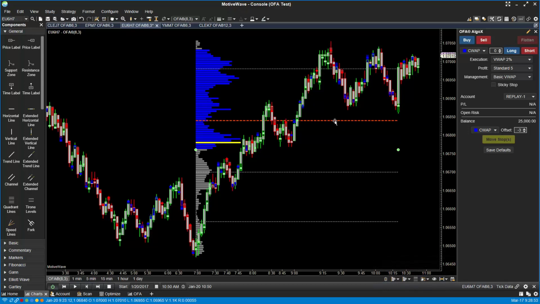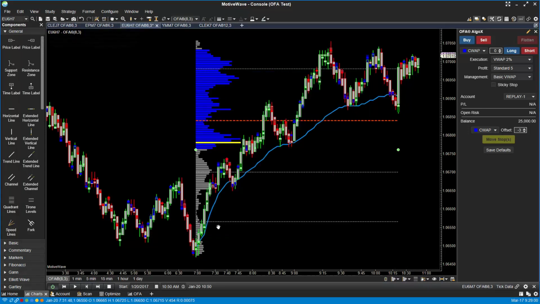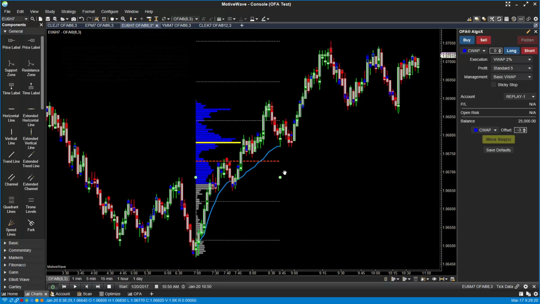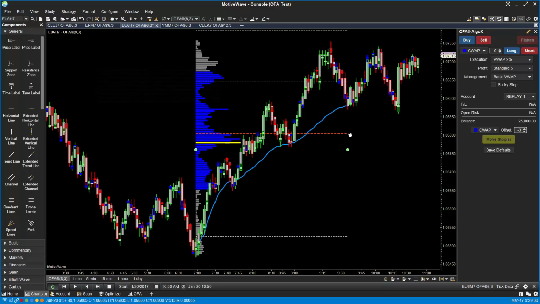I now want to add what we call the CWAP. The CWAP stands for cluster-weighted average price, and I'm going to add it to the chart, and I want you to see the reaction that we get as we touch the CWAP and move higher. Here we're touching the CWAP, not crossing the VWAP, and moving up. Touching the CWAP, not crossing the VWAP, and moving up, same as here.